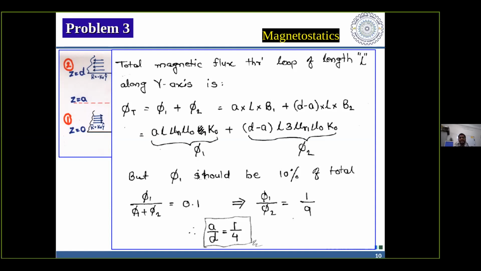Okay, thank you, sir. Another question was, if you can go to the radiation problem again, the one where the particle slows down and emits radiation, and quickly run through the solution.